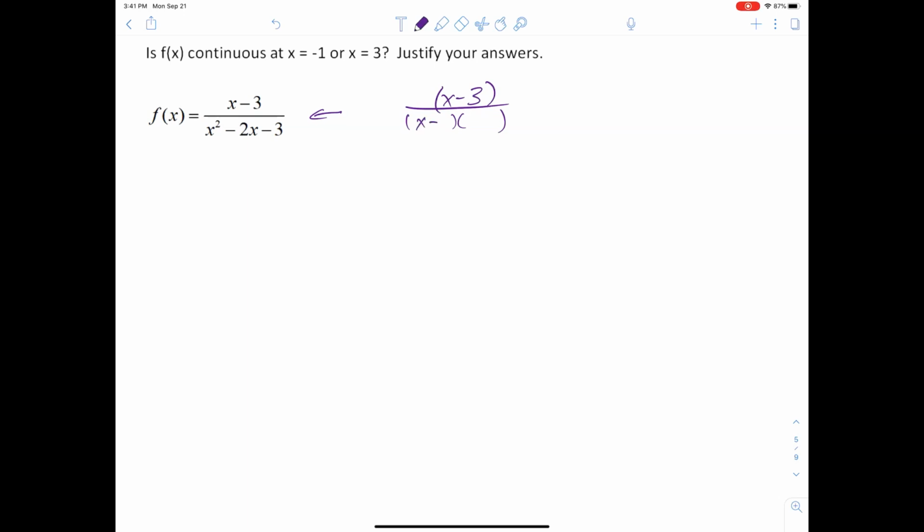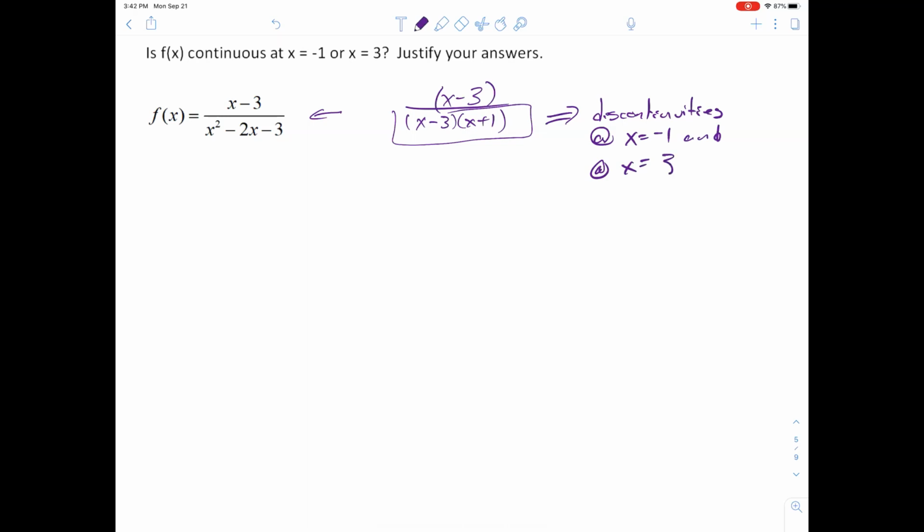So let's see. We've got an x minus 3 and an x plus 1. Now, this information right here implies that there are discontinuities at x equals -1 and at x equals 3. So that means that my answer to both of these questions is that it's not continuous. But I have to understand which type of discontinuity we are dealing with.